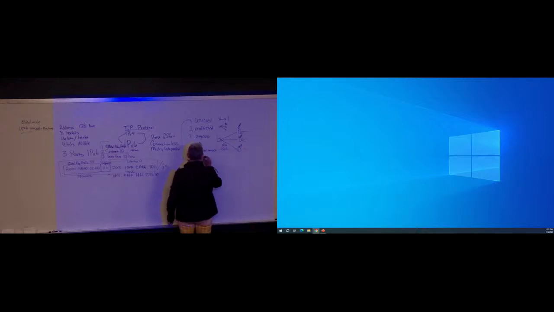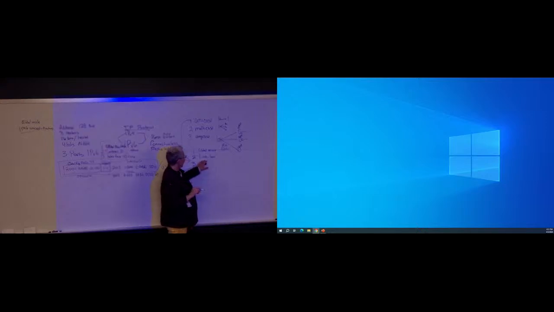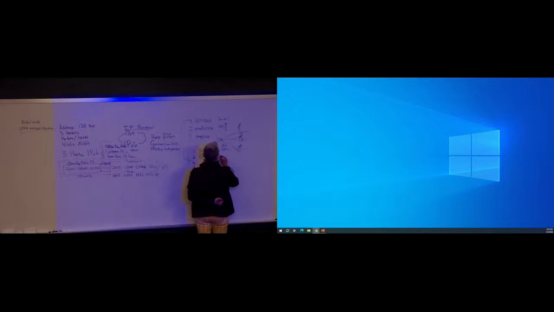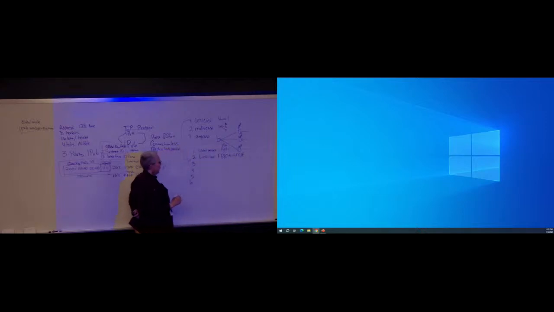Now, I really want you all to learn and understand the link local address. What does a link local address start with? What would it look like? It's going to look like an FE80, and that could be anything between an FE80 and an FEBF.